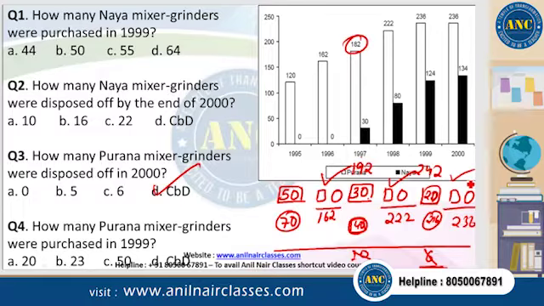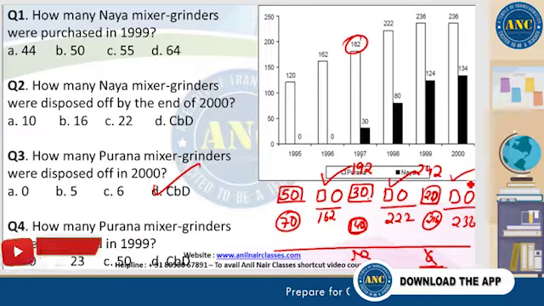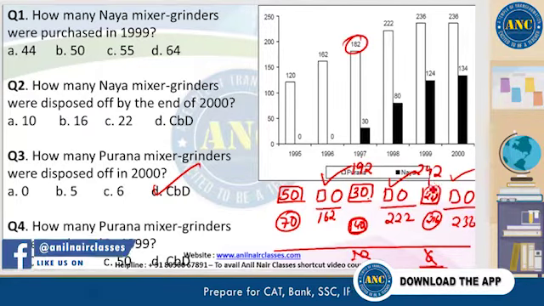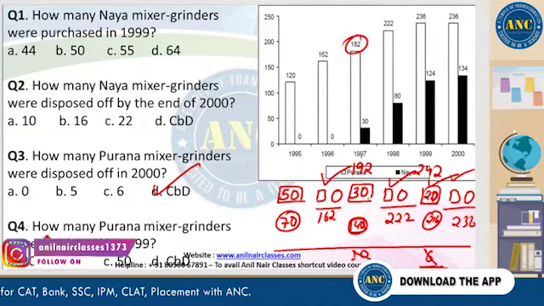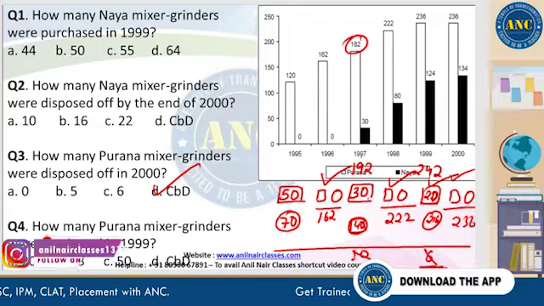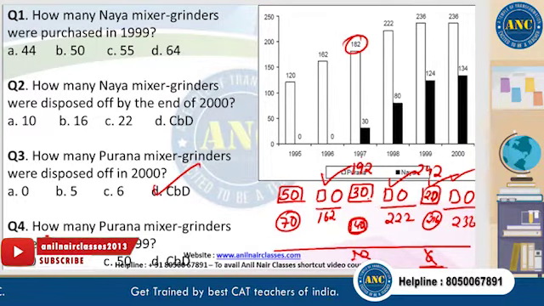Question number 4: how many old mixer grinders were purchased in the year 99? That's good, we know that data. 20 of them were purchased in the year 99. That makes sense. Pretty easy data for us to work with on this question. So that's nice. We'll go ahead and try to solve another question.